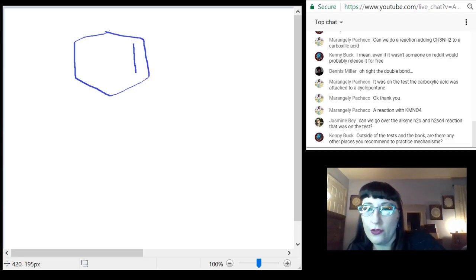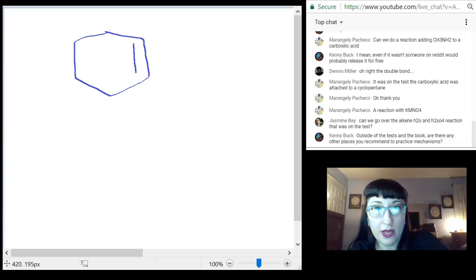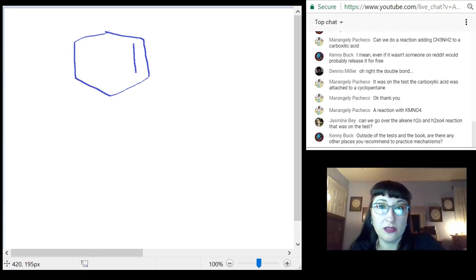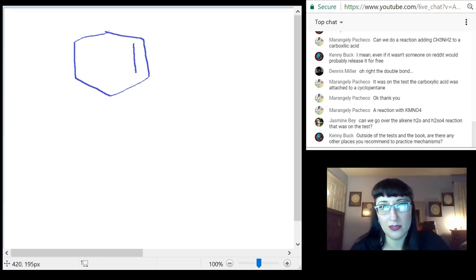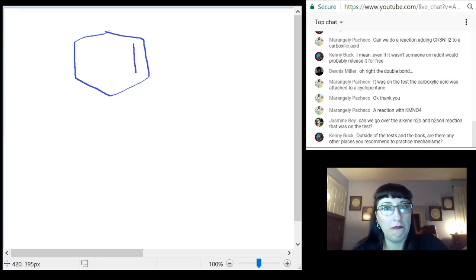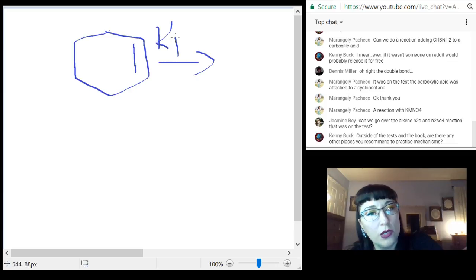Other than the test in the book? Not really. If you're doing all the mechanisms that are in the book, for all of the reactions, then you've done tons and tons of them, and they're the same thing every time, so you should be fine, right? Like a hydrohalogenation is the same exact mechanism every single time, so you shouldn't really need any others, I would think.